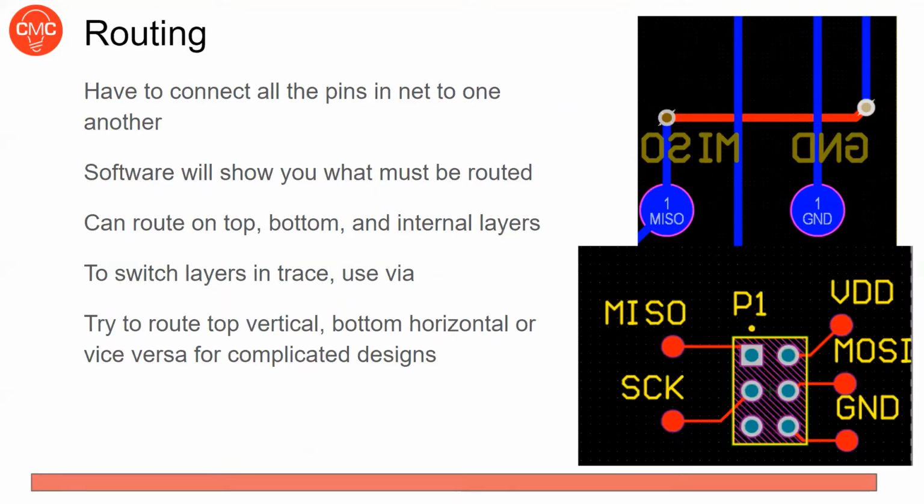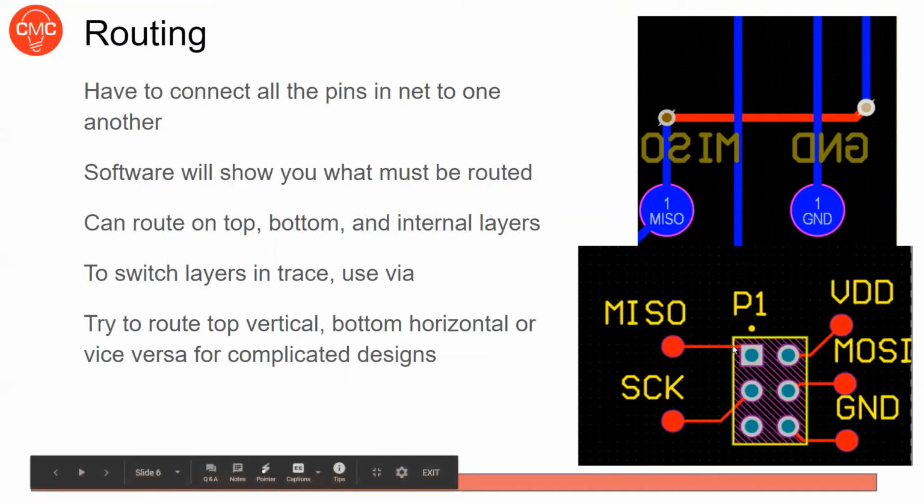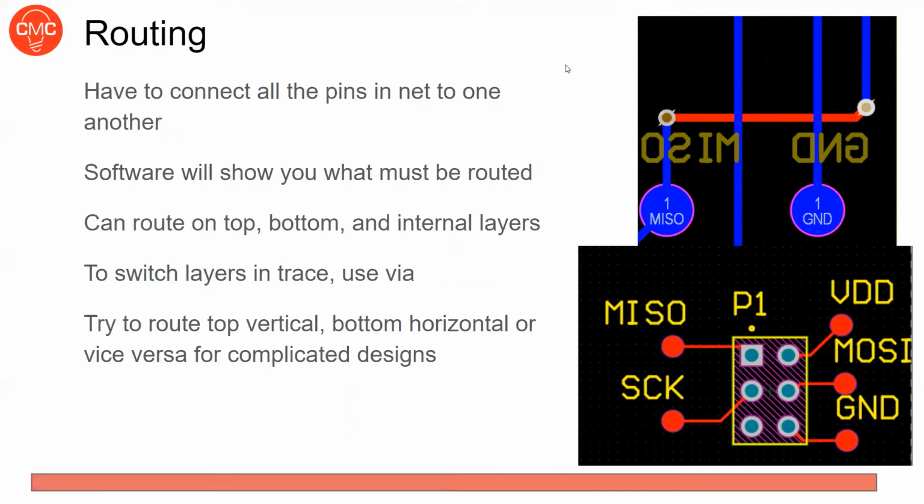Okay, so routing. Routing refers to connecting things together. The traces that you draw are your routing essentially. All of the pins in one net need to connect to each other. So if you have ground in 4 different places, you can't connect 2 of the grounds and then connect the other 2 grounds. You need to connect all of the grounds together. Otherwise, it's not ground. It's like ground 1 and ground 2. They all need to be connected to each other. Same thing with power, same thing with any other pin. They all need to be connected to each other.